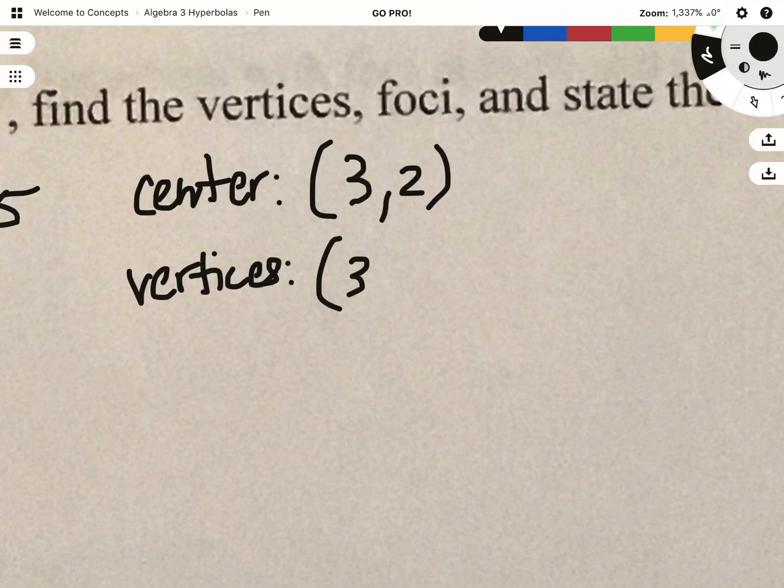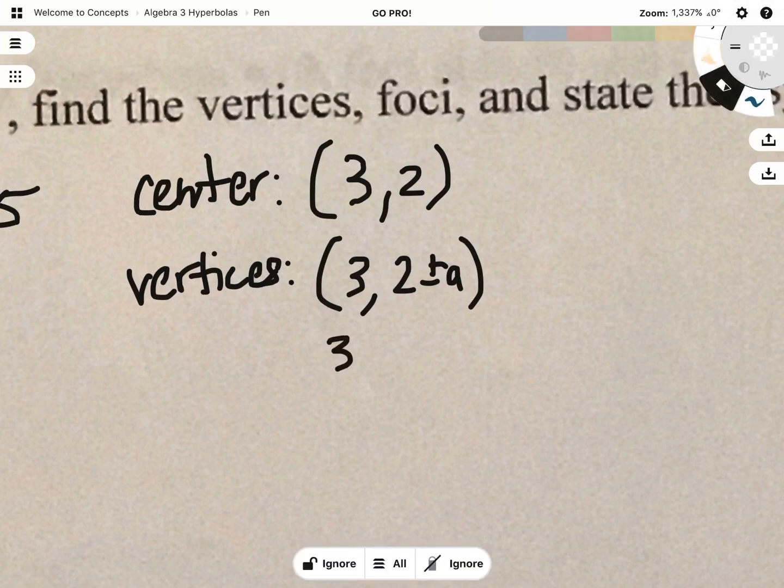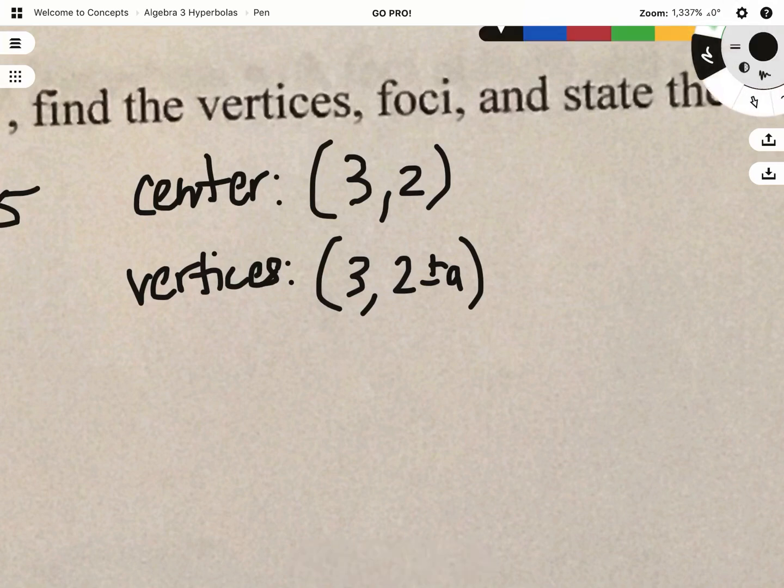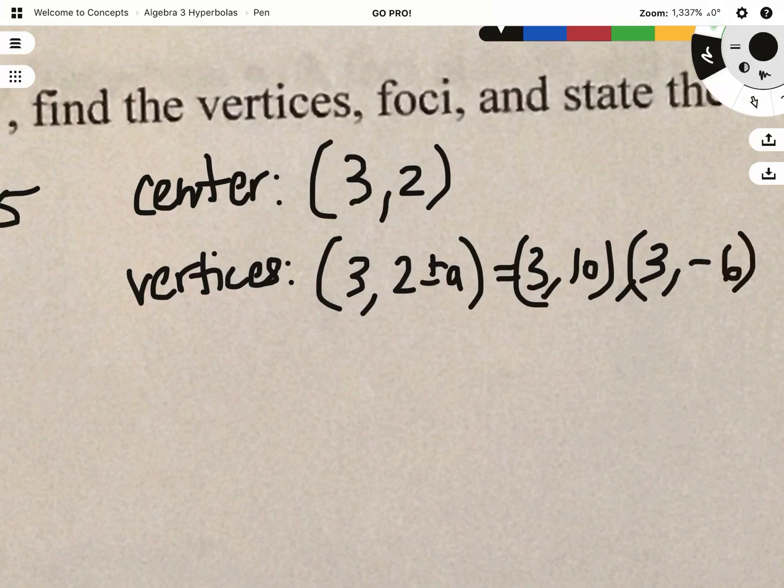Okay, so now we want to add to the y value. So 3, and now we want to do, and I'll write it out like this, 2 plus or minus a. That's ultimately what we're doing. We're finding the distance between the center and the vertex. And what is a in this case? A is 8, so it's 2 plus 8, 2 minus 8. So what we get is 3, 10, and then we also get 3, negative 6.